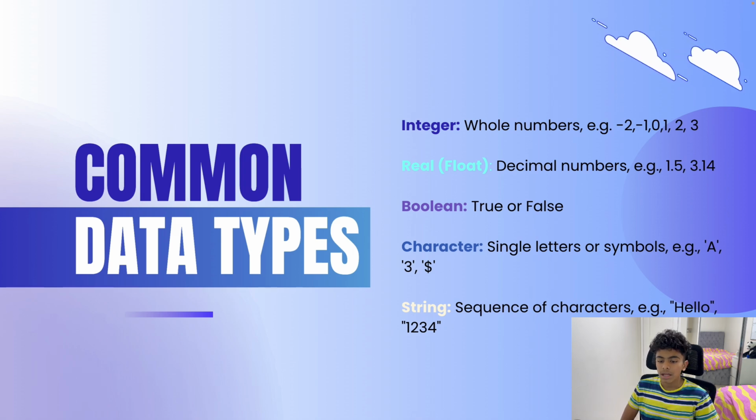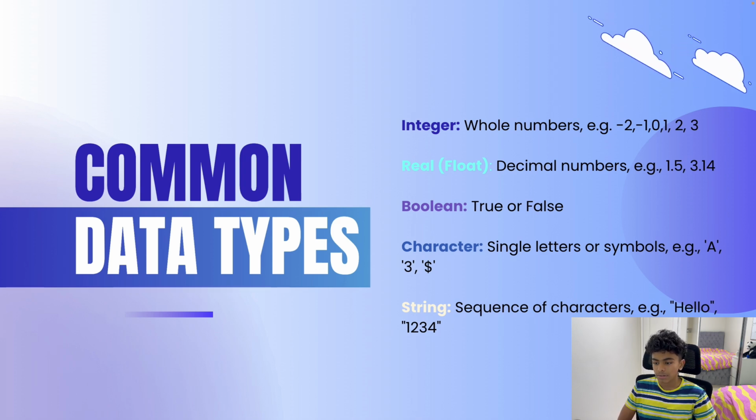Alright, and then you have booleans. These just hold a value of true or false. This is very useful when you're trying to work with if statements and while statements. If you don't know about these concepts, then don't worry, because we're going to cover them later on in this series. And also you have two other data types. And then you have character, which is just a single letter or a symbol.